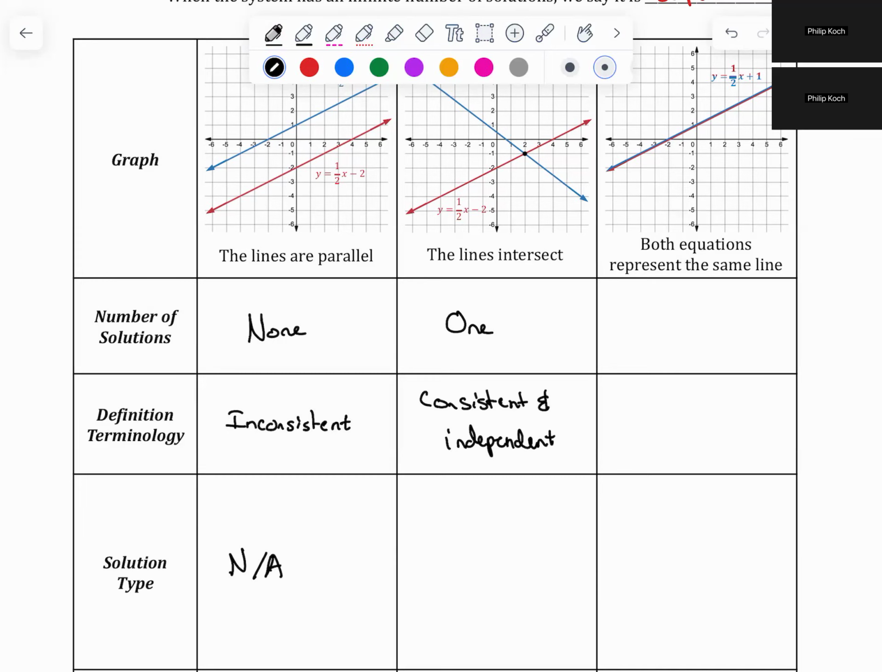And the solution point is an ordered pair. In this case, it's (2, -1).